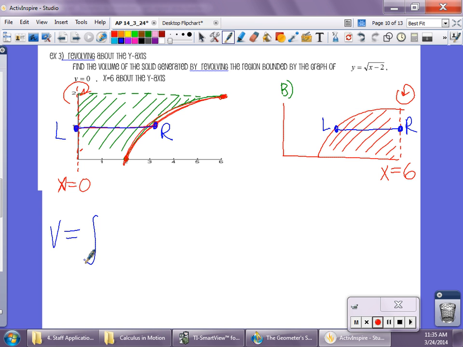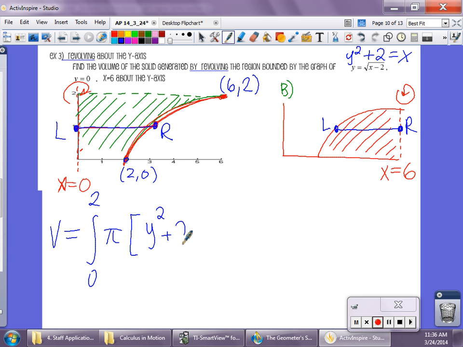So for this guy, I drew mine very perfectly. If you're curious, that point is 6, 2. This point here is 2, 0. So my volume, if I'm doing a dy, Tiffany, what are going to be my bounds for this guy? From where to where? 0 to 2. I'll write up both of them for you. Pi, r, this is my r, and for this one, I would have to solve. I get y plus 2 is equal to, I think, squared x. Is that correct? No, y squared plus 2. Oh, yeah. That sounds better. That actually sounds correct. All right. So this guy would be y squared plus 2 minus 0 dy, right minus left.